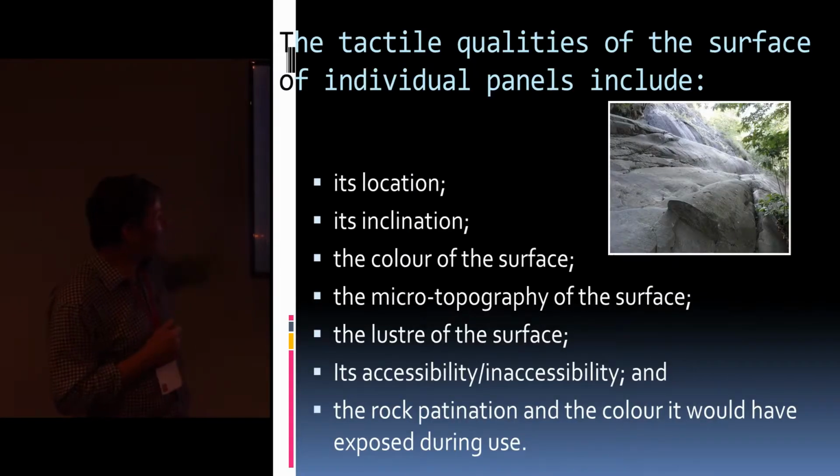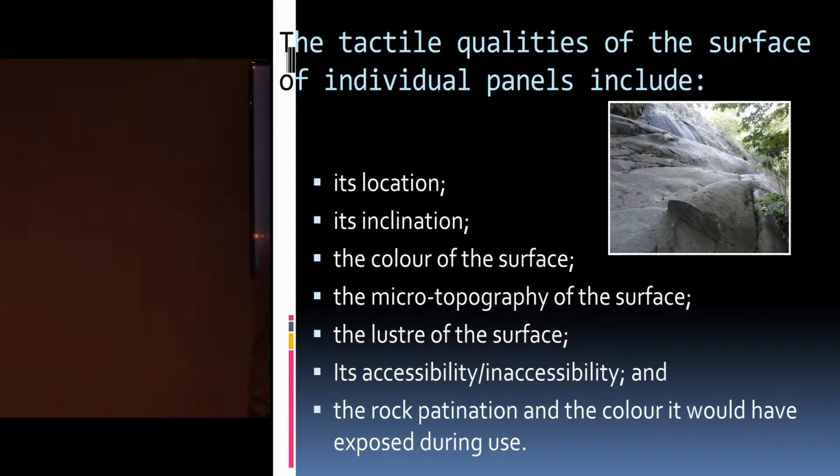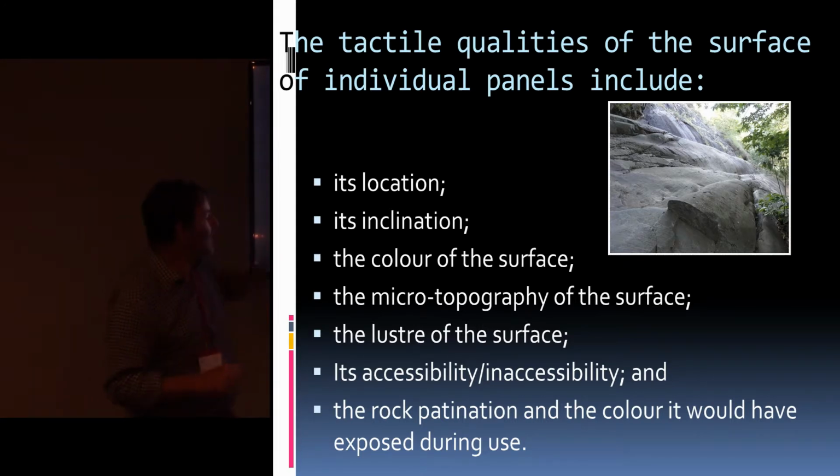Looking at the tactile qualities of the surface, and I'm coming onto the surface micro-topography now, we're looking at location, we're looking at the inclination, the angle of the slope, and again I think it's important, I've done some experimentation on that. The colour of the surface, which is obviously the geology of the rock, the micro-topography of the surface, and you'll see as I show you, some of this is very, very contoured indeed in itself.